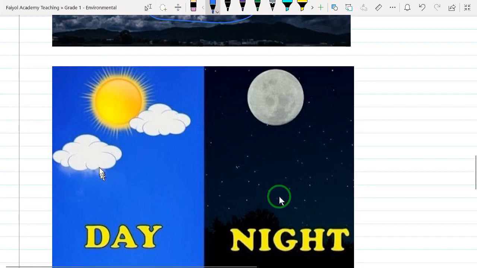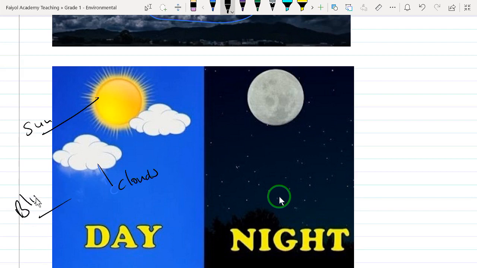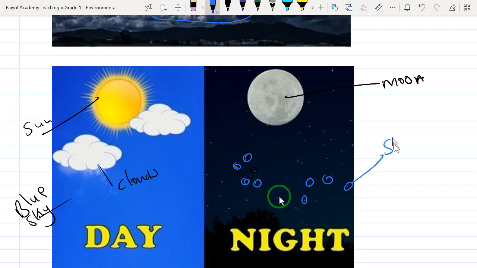So how does it look during the day? During the day we will see the clouds. We see the clouds, we see the sun, and we see blue sky. What about at night? We will see the moon. Sometimes the moon is not even visible. It is covered by clouds. Then we see stars. The ones that are very tiny. I should circle them in blue. They are very tiny. And these are the ones we are calling the stars.